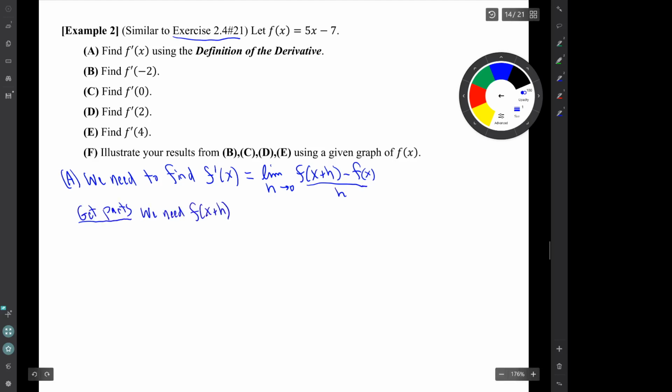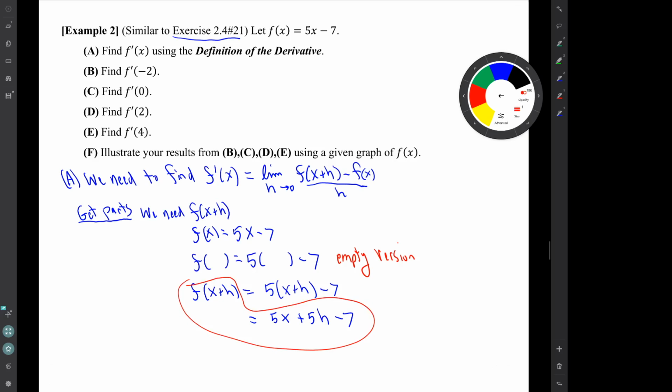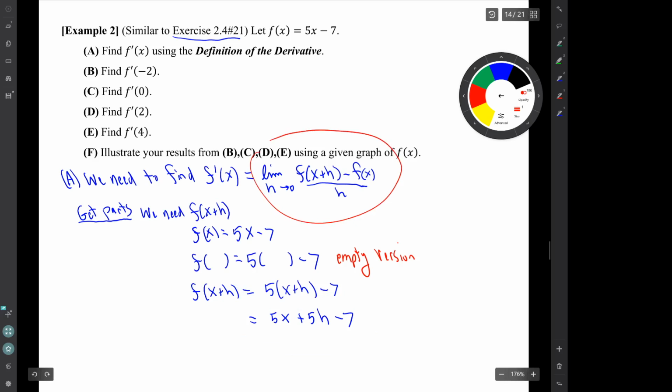So the thing that we need, the part that's difficult, is f of x plus h. So how do we do that? Well, let's get the empty version of f of x. So there's our expression for f of x plus h. It equals that messy expression. Now the next thing is we put the parts into that limit expression and compute the limit.